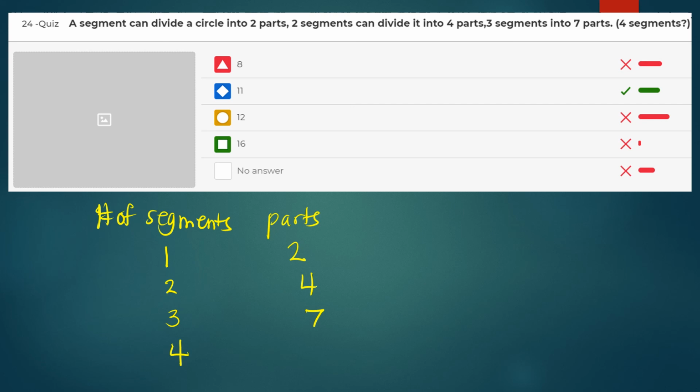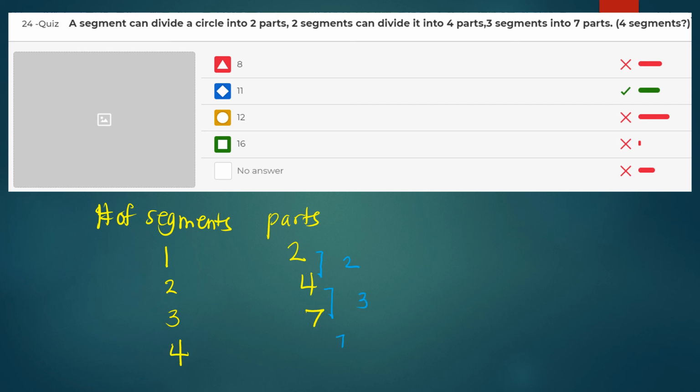So the beauty of math is in patterns, no? So let's look at it. Is there a pattern? Do we see a pattern with this one? So let's see. The difference between 2 and 4 is 2, right? For the second one, 4 and 7, the difference is 3.